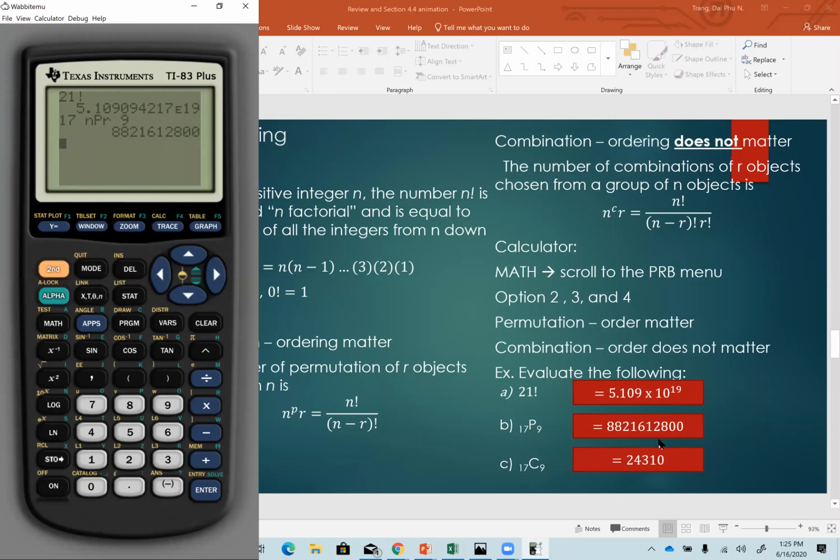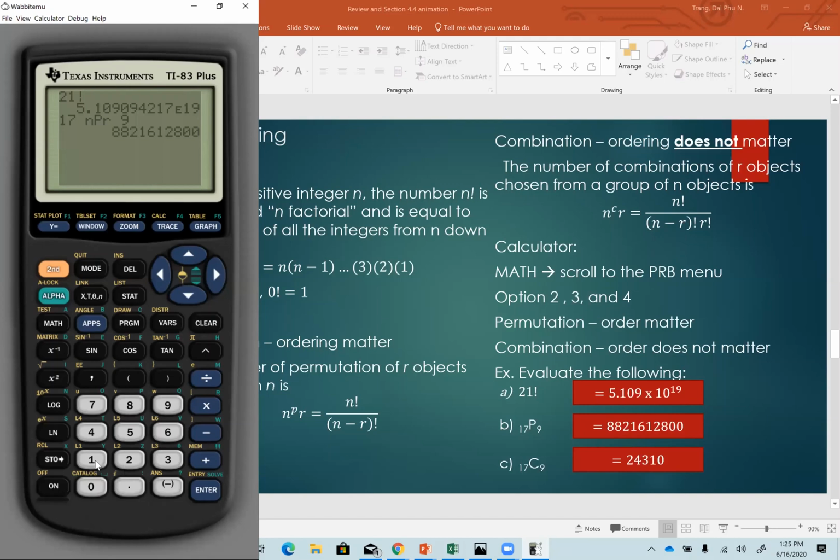8,821,612,800. In other words, there are 8,821,612,800 different ways that we can choose if we have 17 people and choose 9 people, where the order matters.